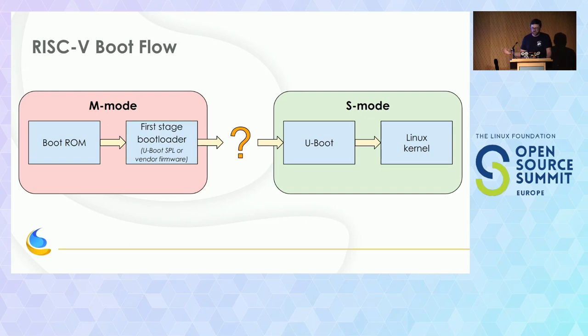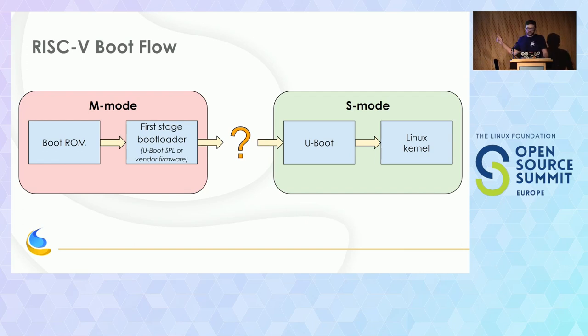So I've been talking about M mode and S mode. And let's talk about the typical boot flow and how we get from M mode into S mode. So we start off normally on a SoC with a boot ROM, and that would go to a first stage bootloader, either U-Boot SPL or vendor firmware. That would do things like initialize the DDR memory. And then eventually we would load U-Boot or another bootloader, and then that would load and jump into Linux.